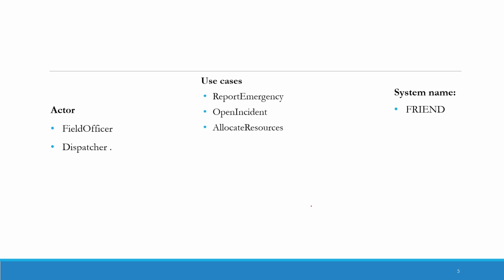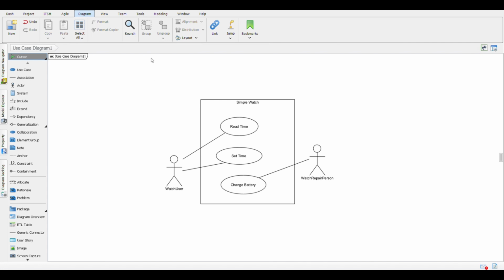Here, the field officer is related only with report emergency. The dispatcher is related with all three use cases, because it handles the field officer's report emergency, it opens the incident, and it allocates a resource. So let's draw the use case diagram for this scenario. Please follow me carefully to understand how we draw the use case diagram. Let me create a new use case diagram.